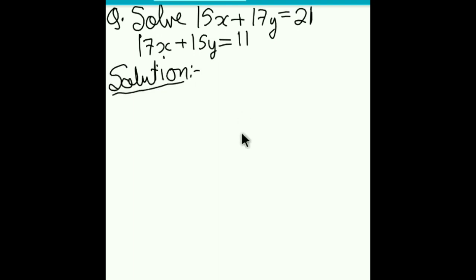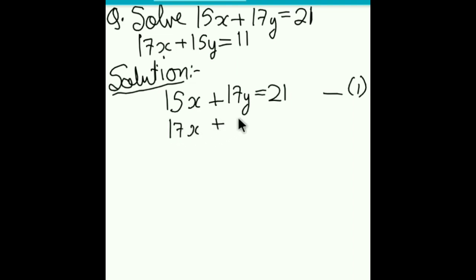So this is the solution. First what we will do, we will name the equations. There are two equations. We will name the first equation as 1 and the second equation as 2. So the first equation we will write as equation 1, 15x plus 17y equal to 21, and the second equation is 17x plus 15y equal to 11. This is equation 2. So these are equation 1 and equation 2.